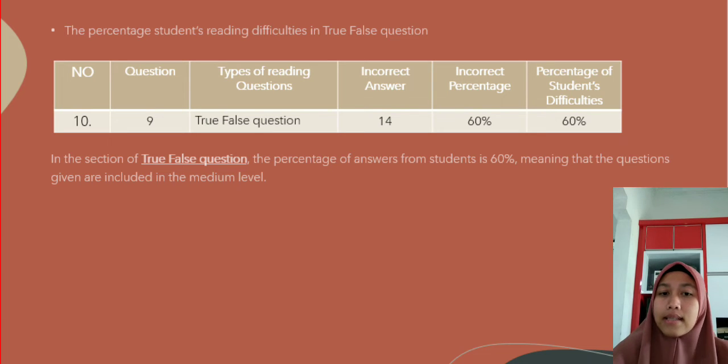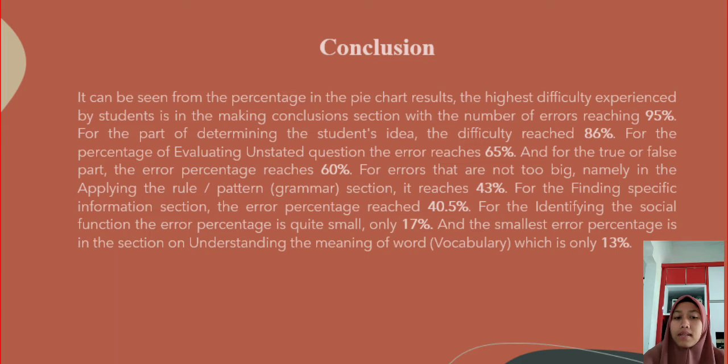And the next slide is conclusion. It can be seen from the percentages in the pie chart result. The highest difficulty experienced by students is in the making conclusion section, with the number of errors reaching 90-50%. For determining the main idea, the difficulty reached 86%. For the percentage of evaluating unstated questions, the error reaches 65%. And for the true or false part, the error percentage reaches 60%.